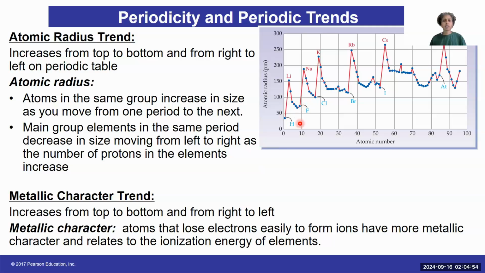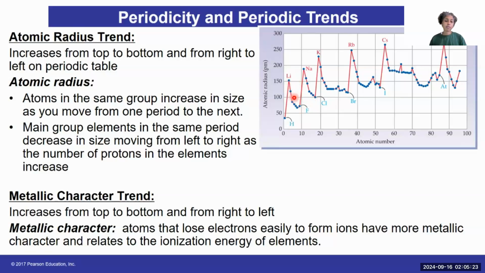Taking a look at this graph, as the atomic number increases, we look at these points up here at the top. This is group 1: lithium, sodium, potassium, rubidium, cesium, and francium. If we look at this graph, the atomic radius gets larger and larger as we go down the periodic table.